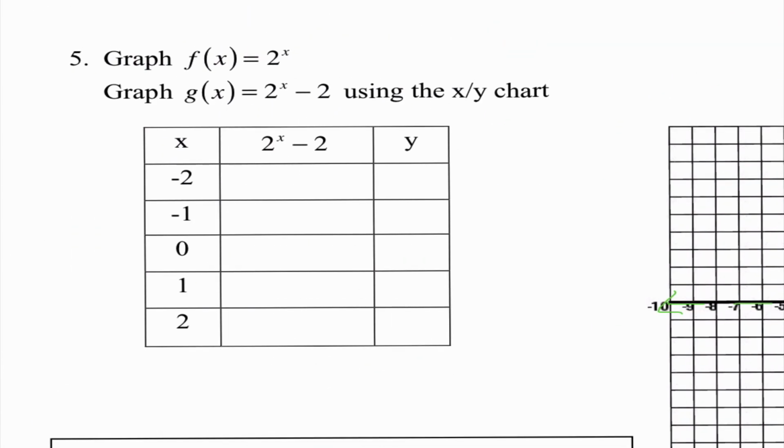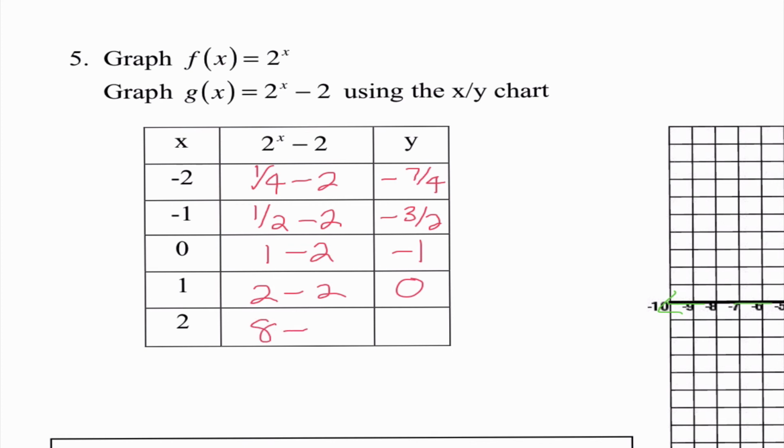Now it says graph g of x equals 2 to the x power minus 2 using the xy chart. Okay, so I have 1/4 minus 2, which is going to be negative 7/4. 1/2 minus 2, which is going to be negative 3/2. 1 minus 2, which is negative 1. 2 minus 2, which is 0. And 8 minus 2, which is 6. And I got all of these numbers by doing 2 to this power.